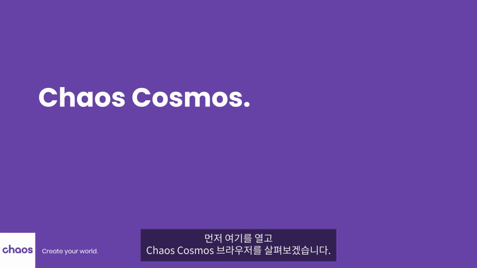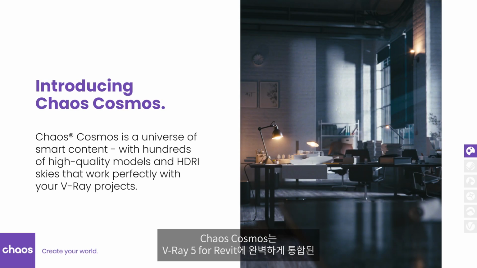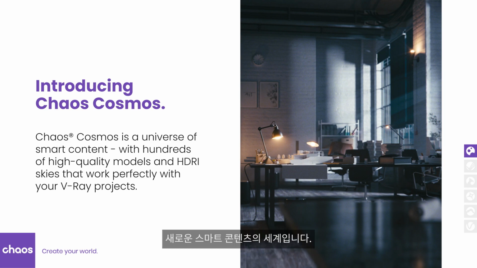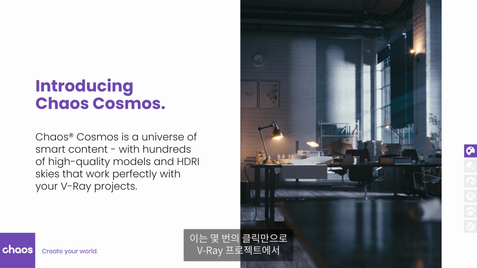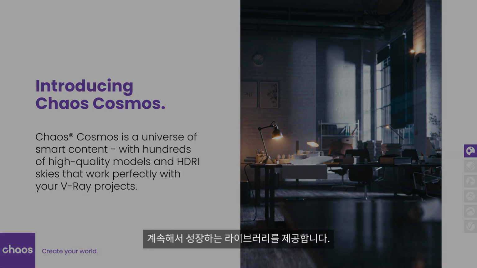To start, let's first take a look at the Chaos Cosmos browser that I have opened up here. Chaos Cosmos is our brand new universe of smart content that is now seamlessly integrated into V-Ray 5 for Revit. It brings you an ever-growing library of high-quality and render-ready models to choose from that work right away in your V-Ray projects with just a few clicks.